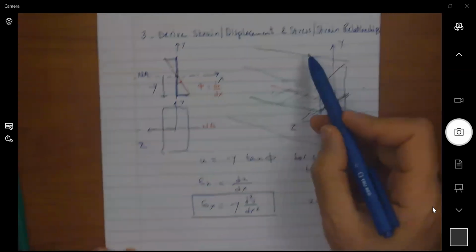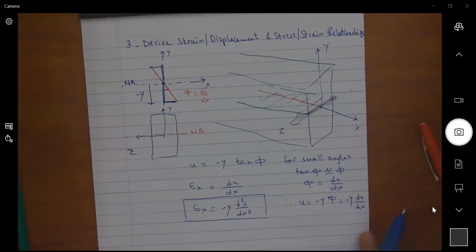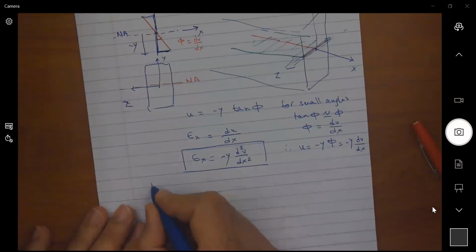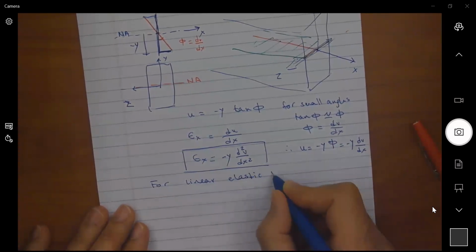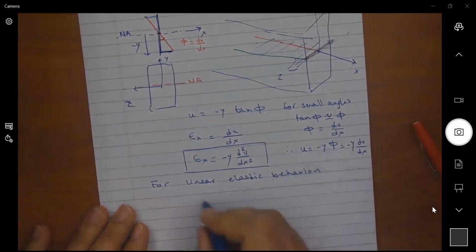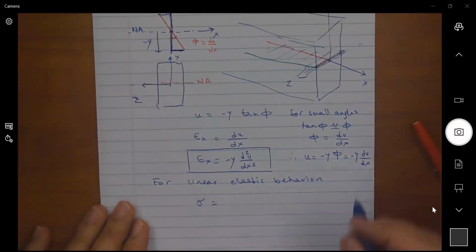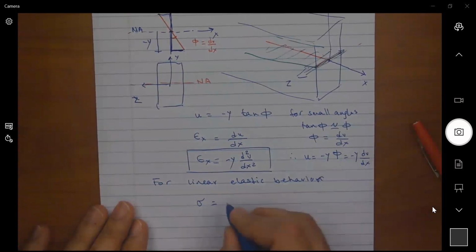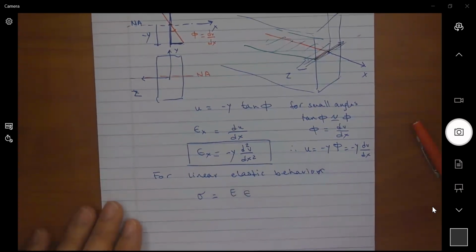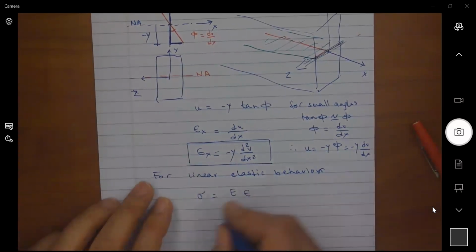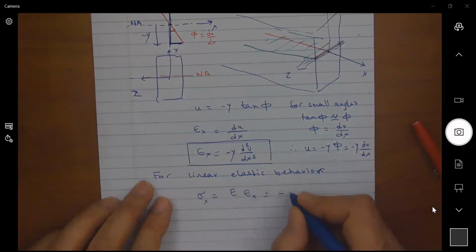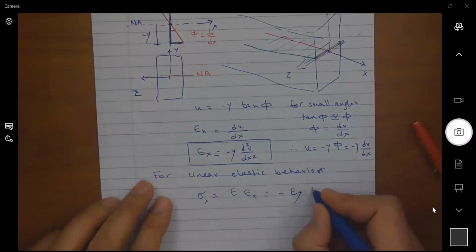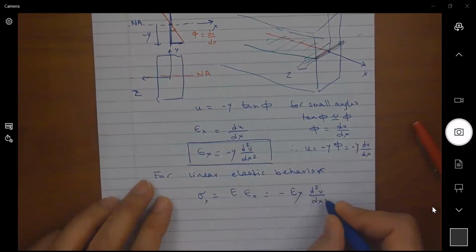We said also we're going to do a stress strain relationship. For linear elastic behavior, sigma is equal to E times epsilon. If I substitute for epsilon, so sigma x equal to E times epsilon x. So I get a minus E times y d2v by dx squared.